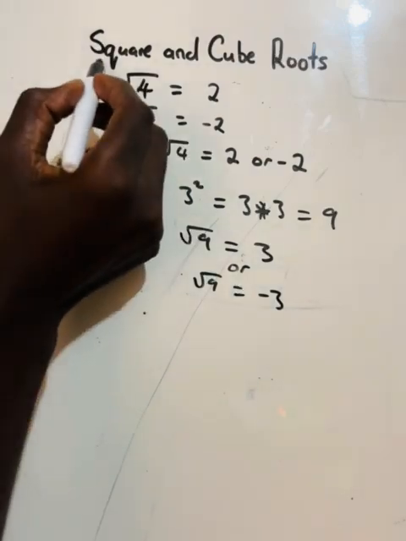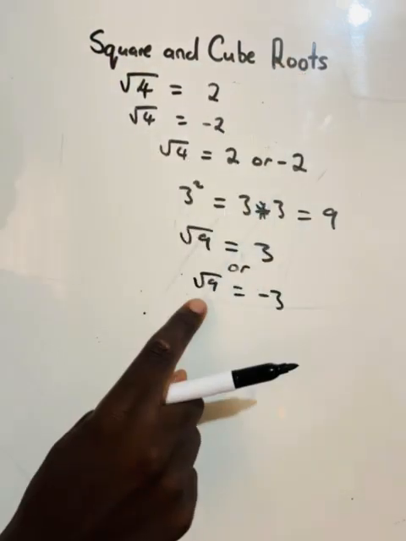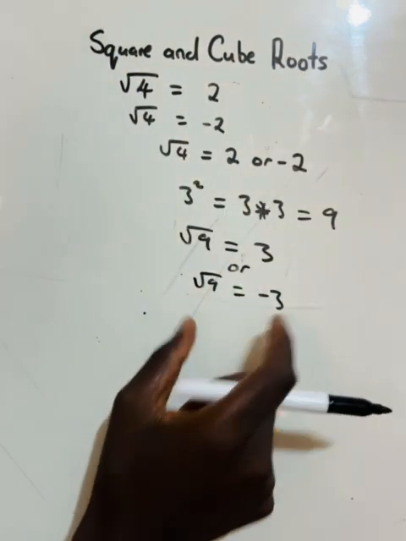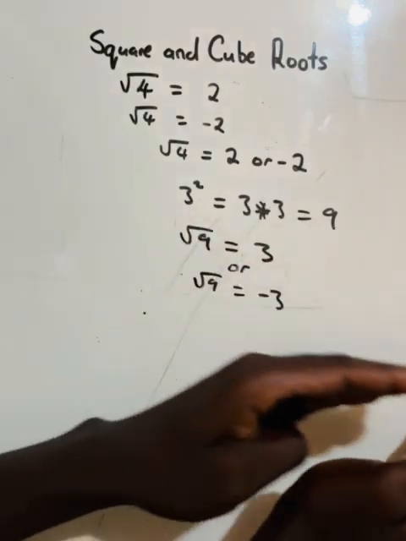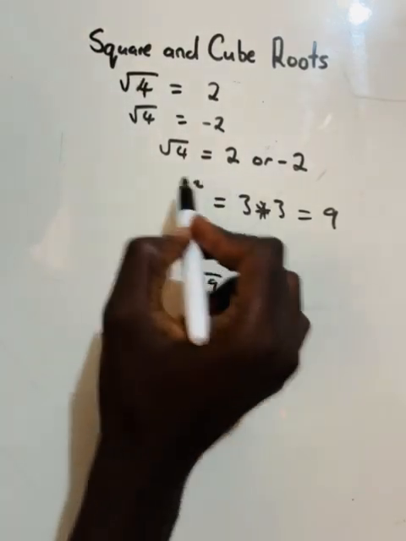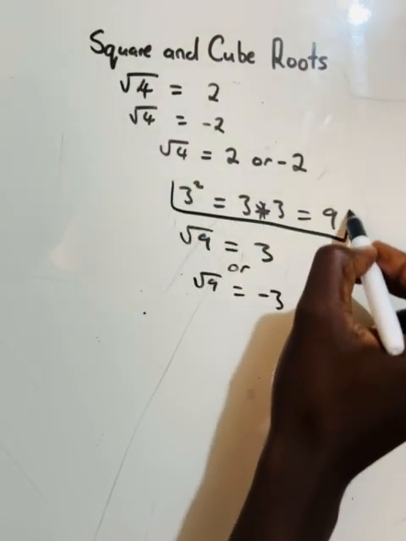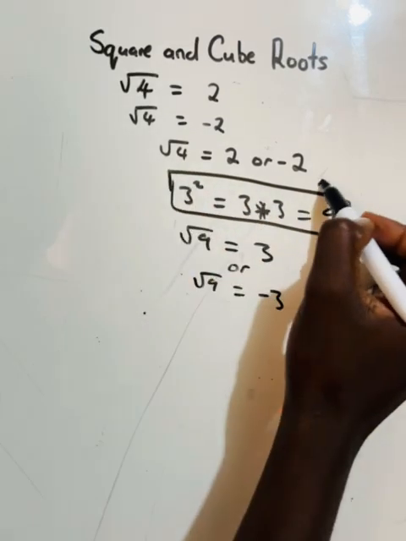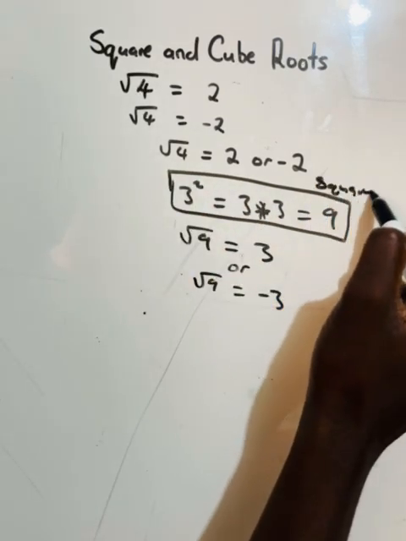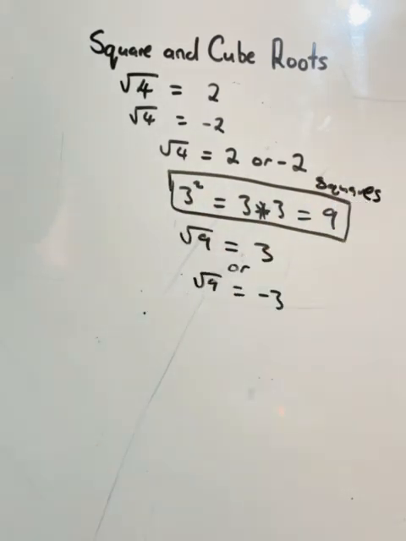That's what we are dealing with when we are dealing with square roots. When we are dealing with square roots, we are dealing with the opposite of squares. We are reversing what was done by the squares. That's what we are reversing.